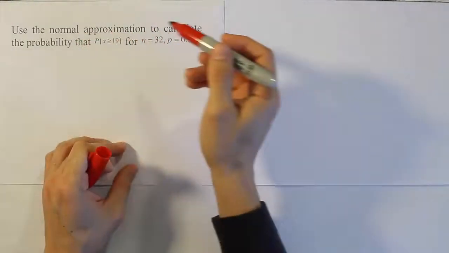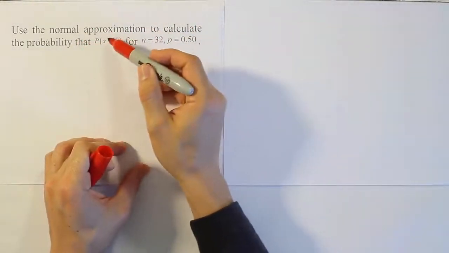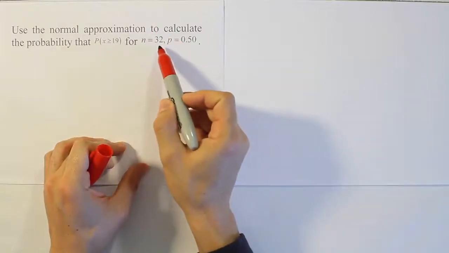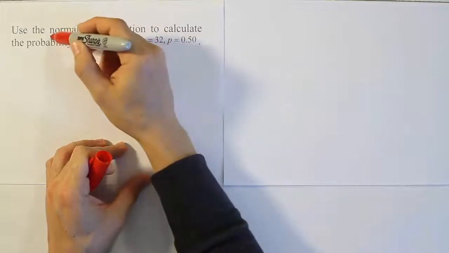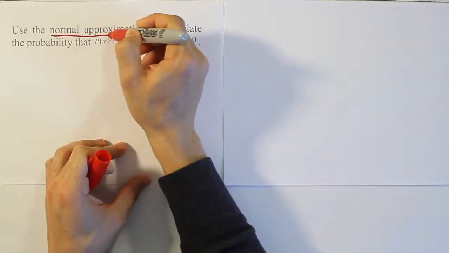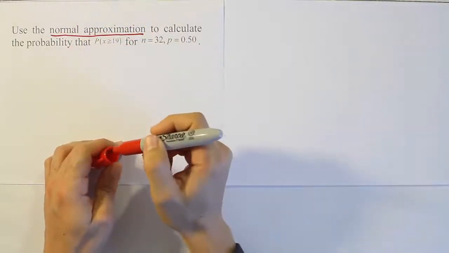Use the normal approximation to calculate the probability that x is greater than or equal to 19 for n equals 32, and the probability is 0.5. Okay, so normal approximation means we're going to use the bell curve to approximate a binomial probability.